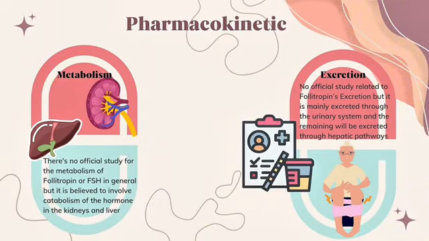Now, while there isn't extensive research on its metabolism specifically, it's believed that Follitropin or FSH is broken down in the kidney and liver. And for excretion, it's mainly removed from the body through the urinary system, but some of it also exits through the pathway in the liver.